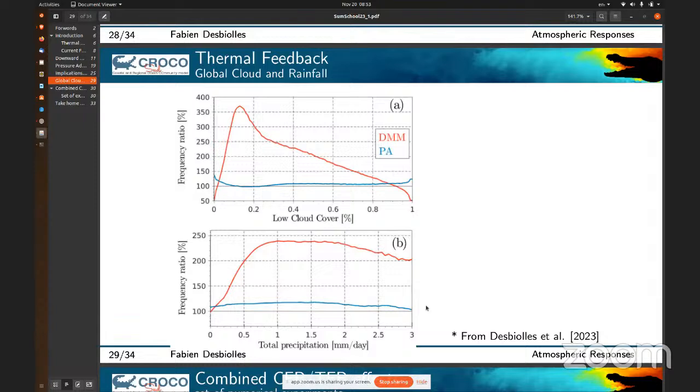The only thing that we can retain from that figure is that value here. We see that for DMM, this is very important. We double the chance to have a cloud-free sky if we are in the cold to warm scenario.